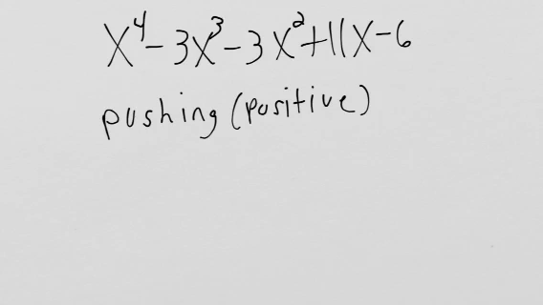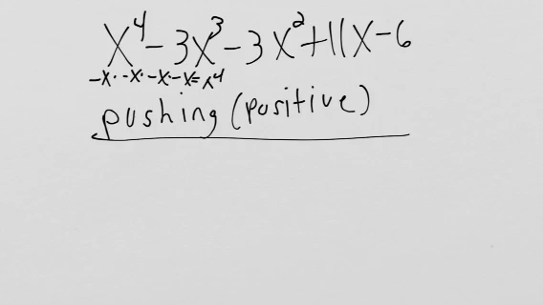Okay, so first we'll look at x to the fourth. If we plug in a negative to x to the fourth, we get negative x times negative x times negative x times negative x, which gives us a positive x to the fourth. So when x is negative, x to the fourth is positive, so he is definitely pushing.